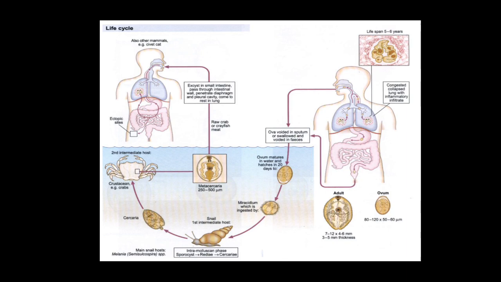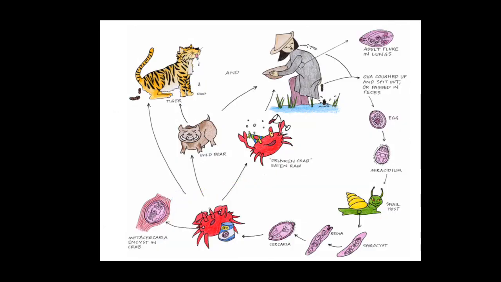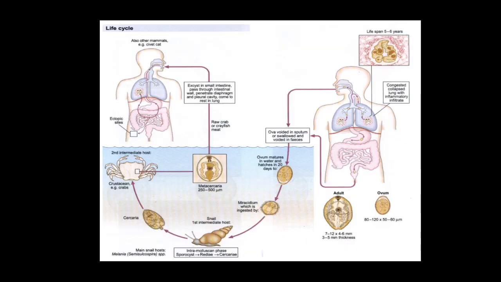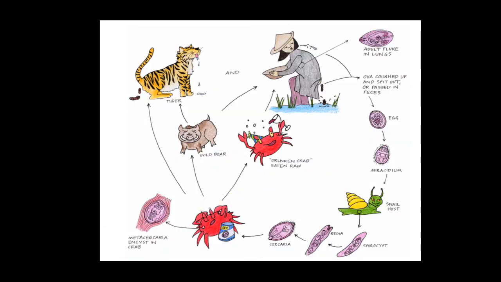So some more additional information is here. The lifespan of the worm is around 5 to 6 years. So if you are easy with this diagram, you can remember this diagram. Some more information is here.